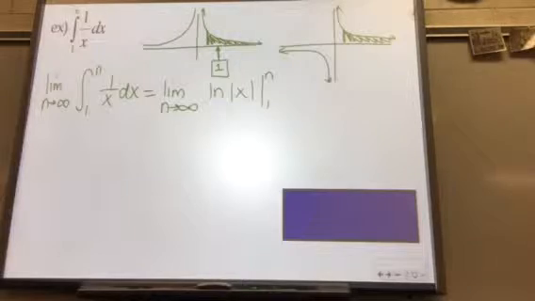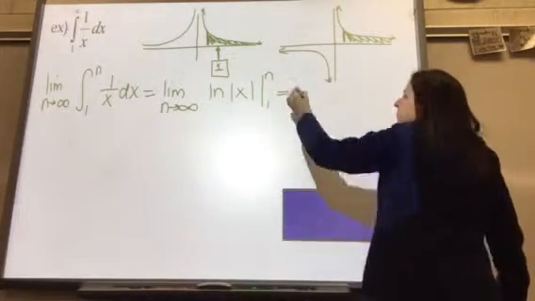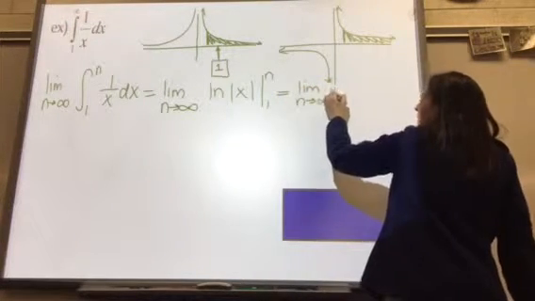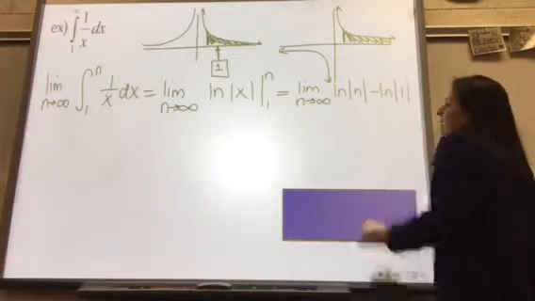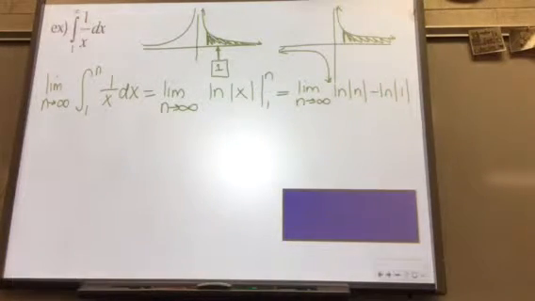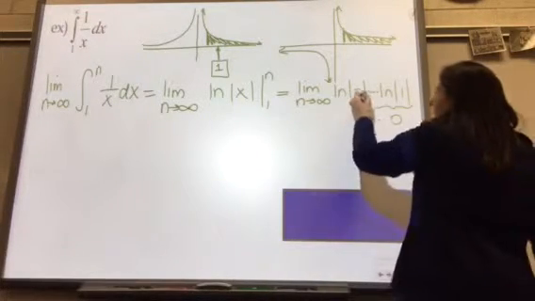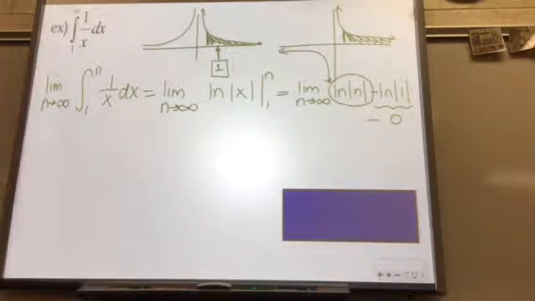Because now what do I got to do? My FTC, right? I've got to take the limit as n approaches infinity of ln of n minus ln of 1. Well, ln of 1, easy cheesy, what is that? 0. But oh my Lanta, what is that going to be? Infinity.